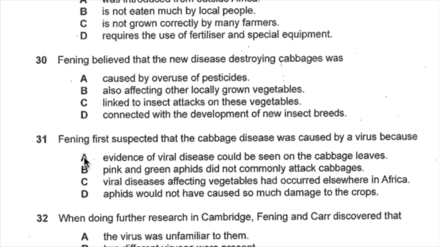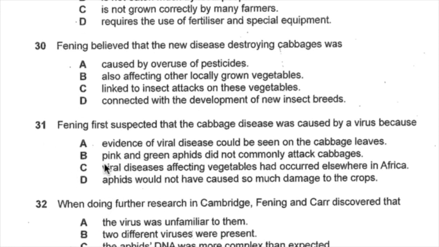A is definitely not the answer. B is also not the answer because they did not commonly attack cabbages, and we are thus left with option D. So for 31 it should be D, right? So sometimes if you're not able to find the answer, you still have to eliminate, and if you're sure that A, B, C can never be the answer, then in most probability D is going to be the answer.